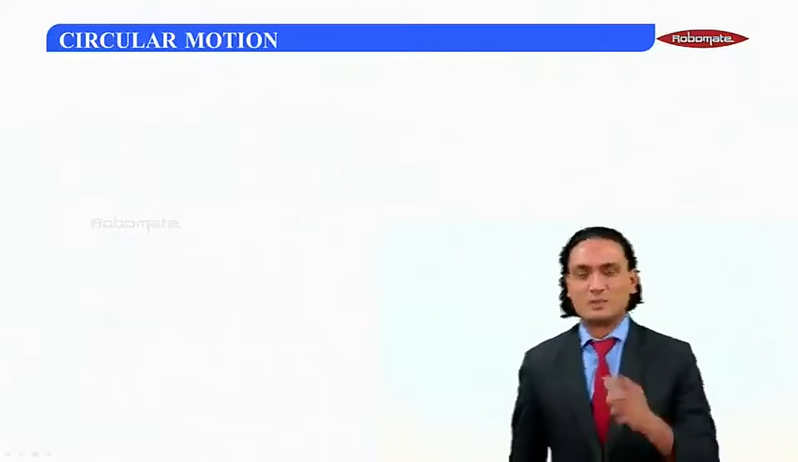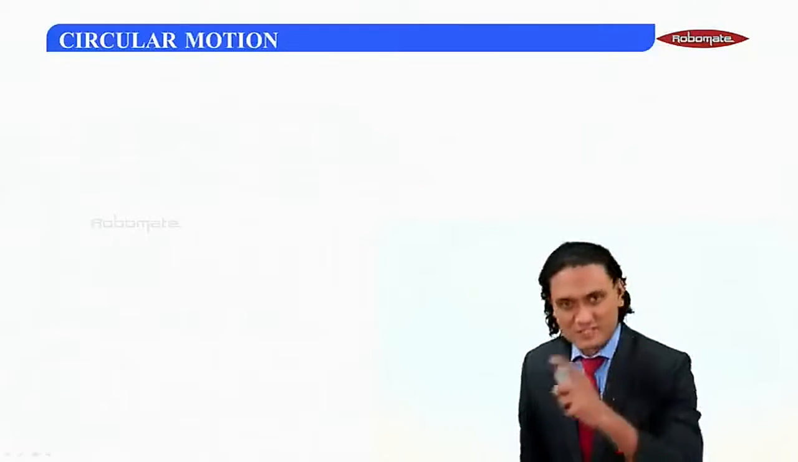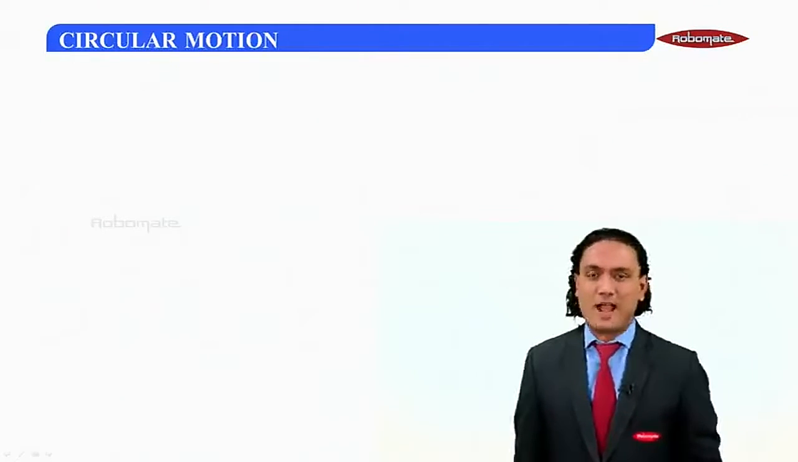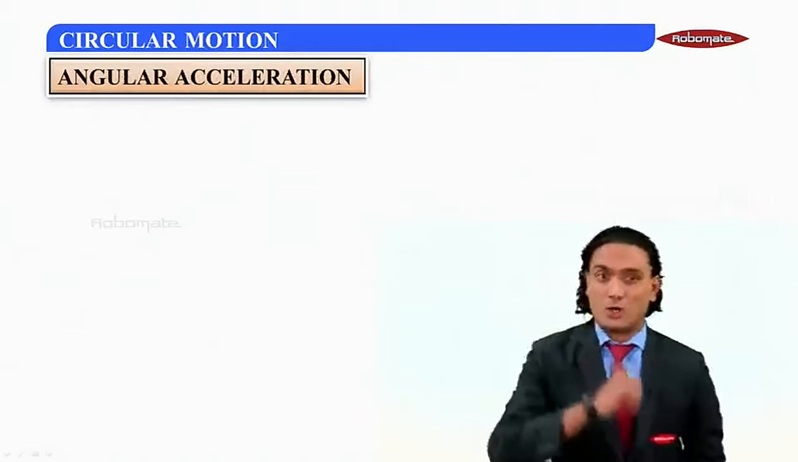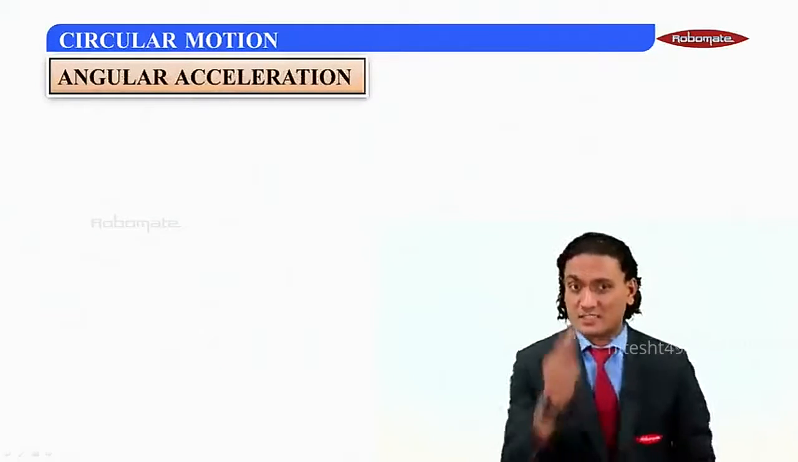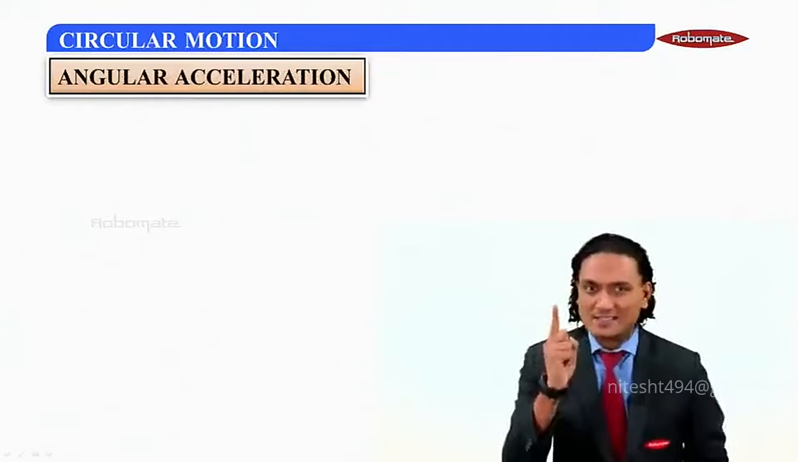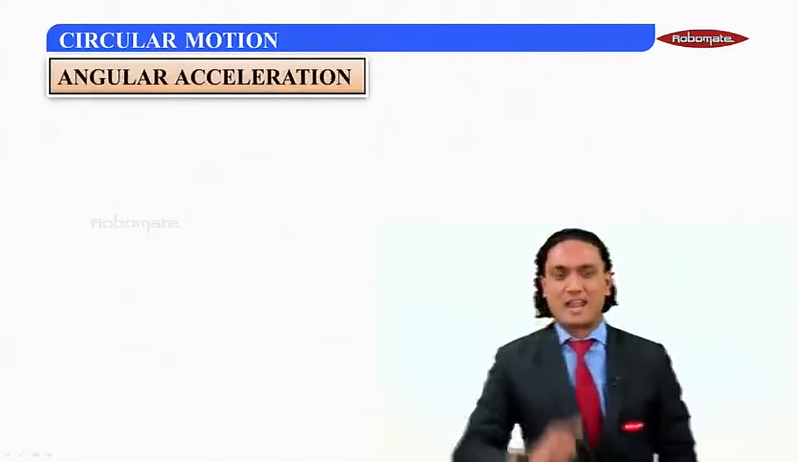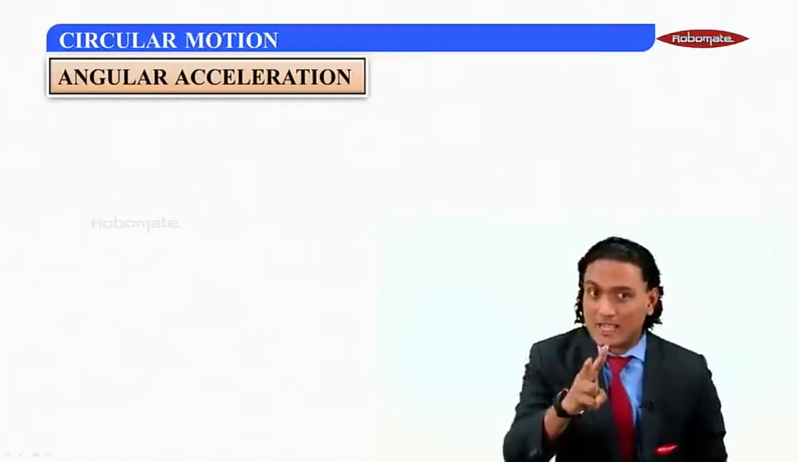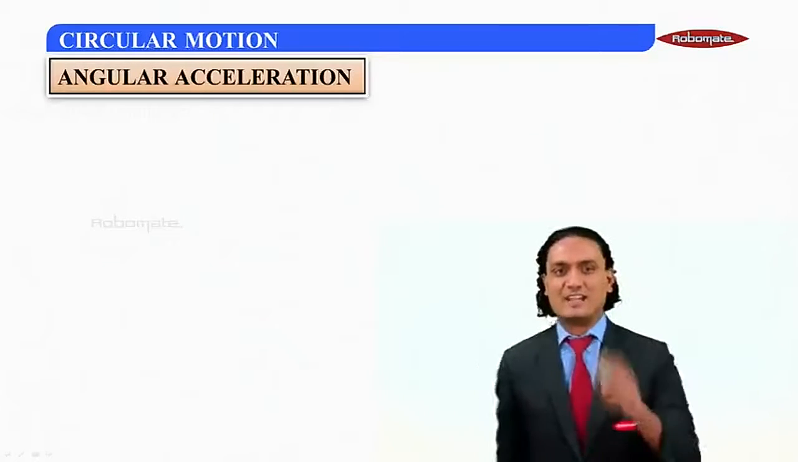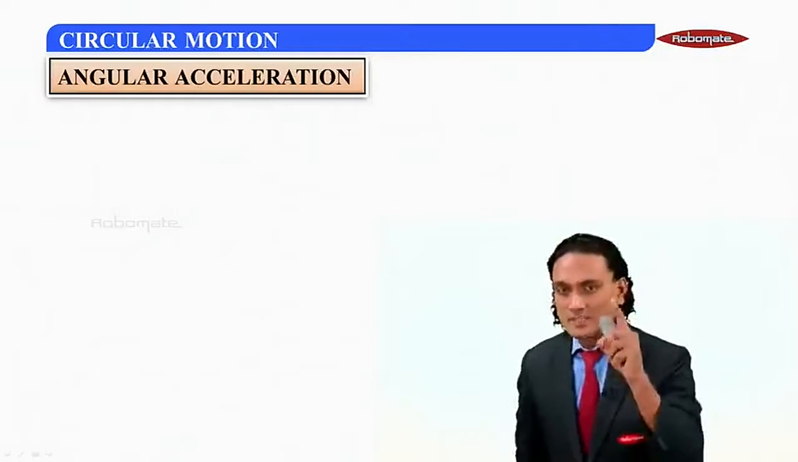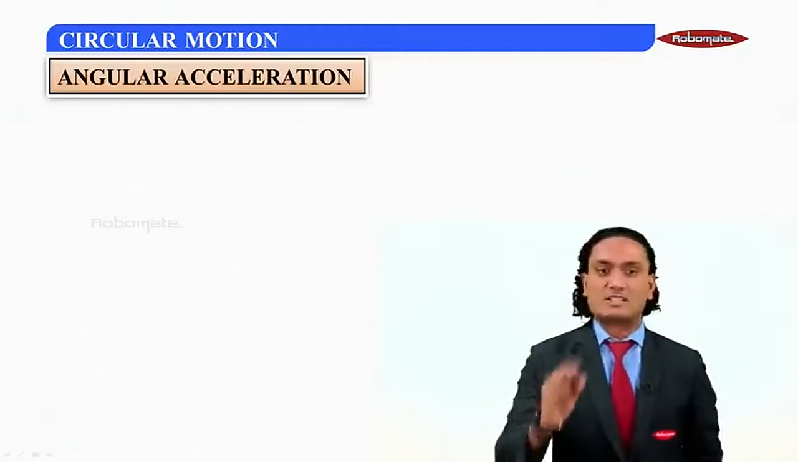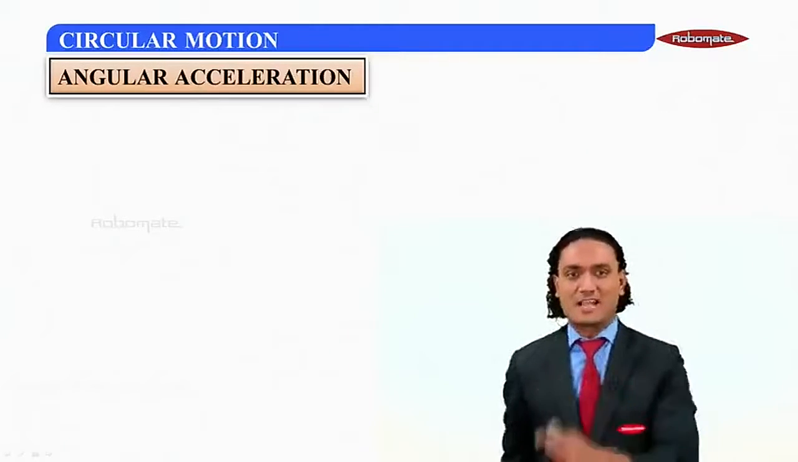First, what we are going to do? We are going to define angular acceleration, but hold on. Angular acceleration, there are two types. One is average angular acceleration. Second one is instantaneous angular acceleration. First, we are going to define what is average angular acceleration.